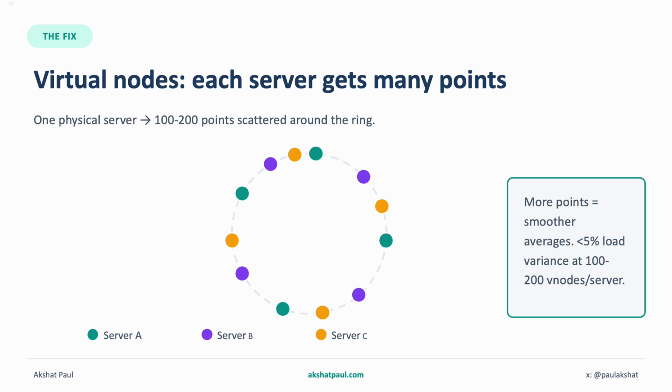Now look at the ring. Server A, B, and C are each scattered as many small points all around the circle instead of one single spot. And with that many points, the law of large numbers kicks in. The arcs even out. In practice, real systems use something like 100 to 200 virtual nodes per physical server, and that gets you under 5% load variance between machines. And this is exactly where most candidates leave points on the table. They say, use consistent hashing and stop right there. Mentioning virtual nodes unprompted is a strong signal in an interview.